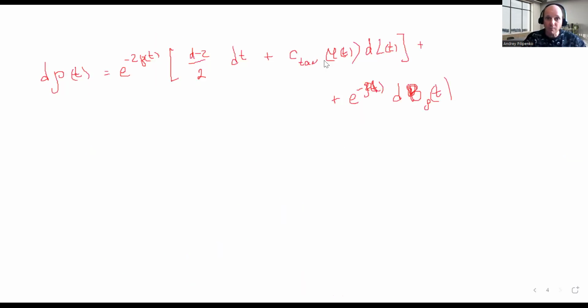And the equation for phi is this: d phi t is equal to e to the minus 2 rho t d C.